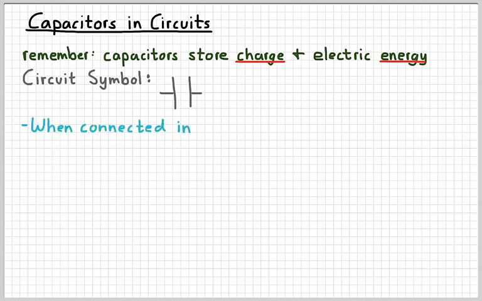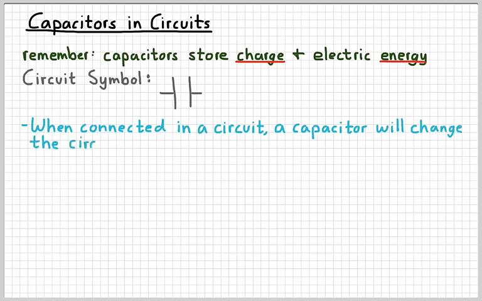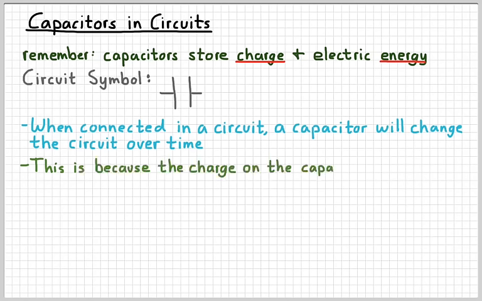When you connect a circuit with a capacitor in it, the capacitor is going to do things that will change the circuit over time. We don't need to be able to calculate what's going on as a rate of time change, because that involves calculus, but we need to be able to describe qualitatively what's happening. The reason that capacitors will change a circuit over time is because the charge on a capacitor will change over time.